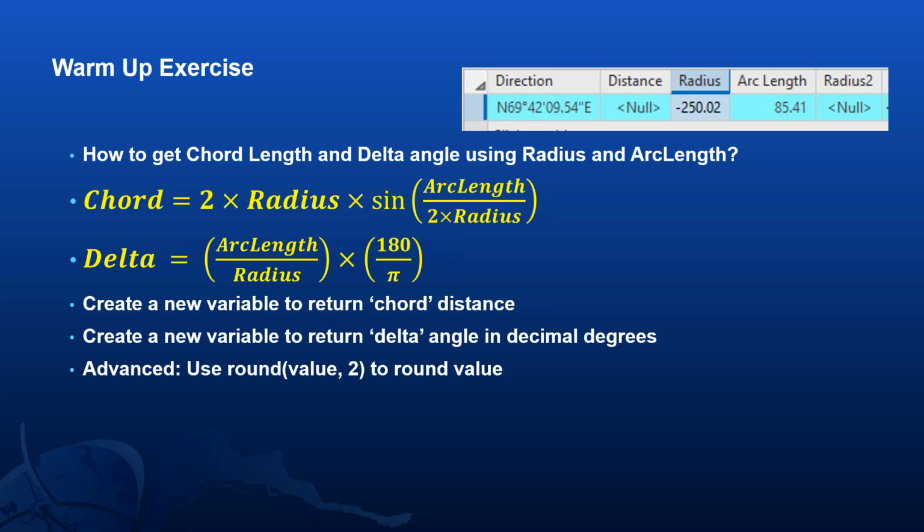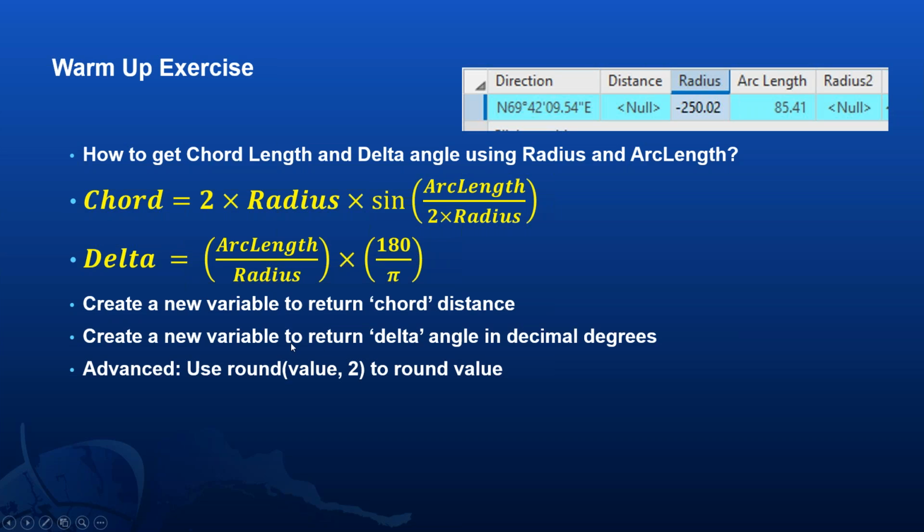Now, let's say somebody wanted to see a chord distance. So how do we convert those to chord? The formula is 2 times the radius times sine of arc length divided by 2 times the radius, which will give you the chord length. And then if you wanted the delta angle, it's simpler. You just divide the arc length by the radius.